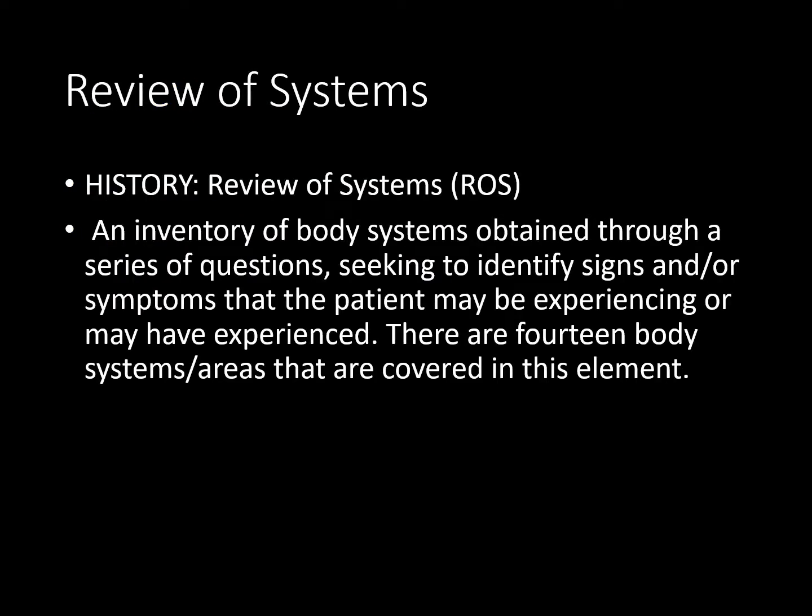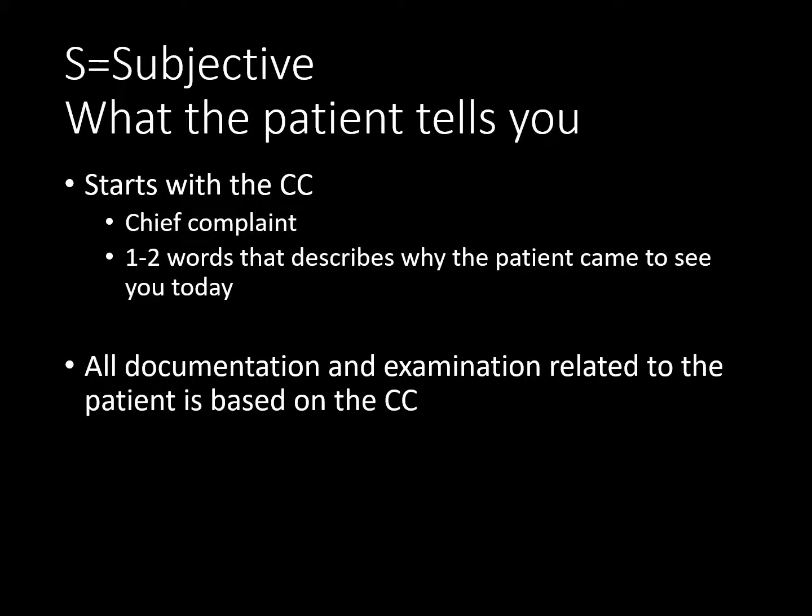Now we go to the review of systems. This is the last piece of the subjective history. The review of systems is an inventory of all of the body systems identified through a series of questions. Now what we do with our examinations in the office is that we only need to touch on key symptoms that have been mentioned in the CC or the HPI. We always have to mention at least 3 systems, but I'm going to show you a trick.